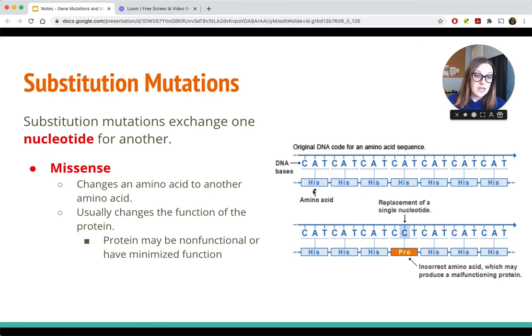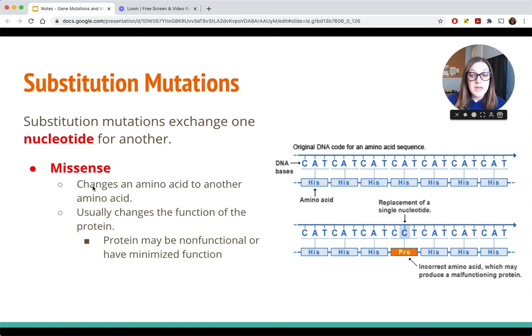So in this example, we see all of these bases are CAT, and then the RNA would be read. This is a little bit misinterpreted. Remember that RNA is what would code for these, so this has been simplified. All of these amino acids are histidine, or His. And in this case, we see that CAT has been mutated to be CCT, which means that this now codes for an entirely different amino acid.